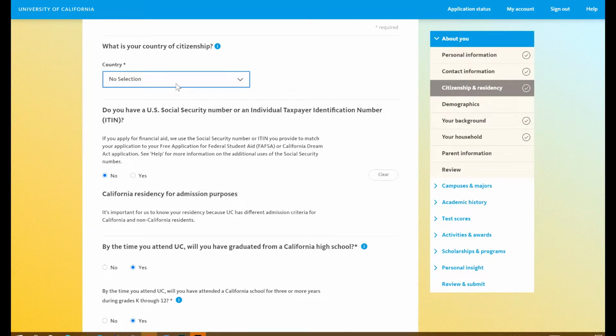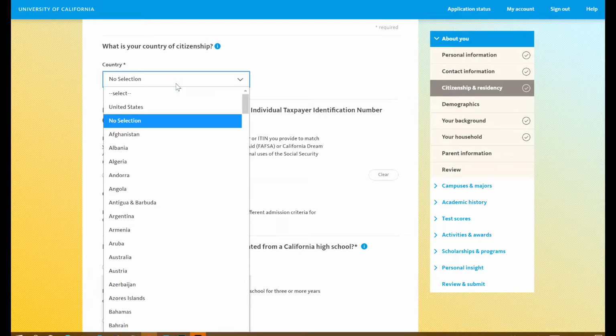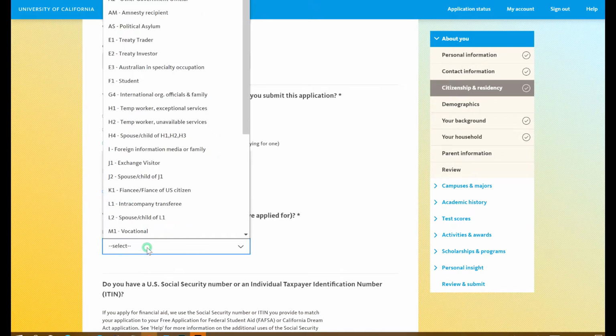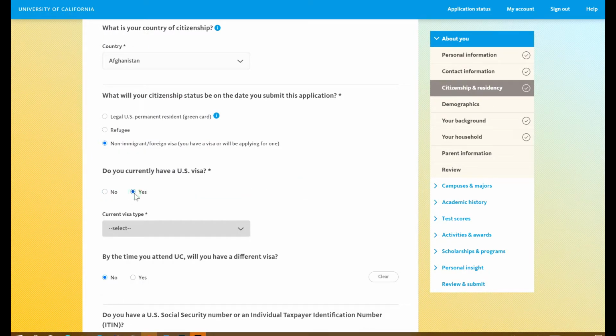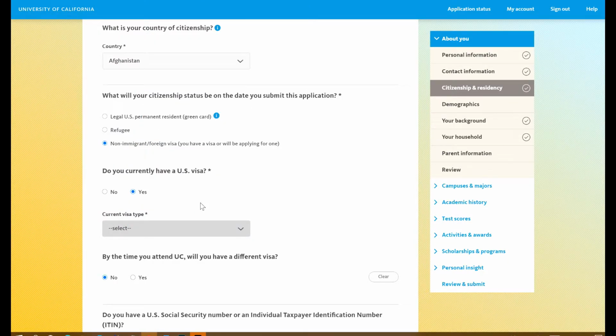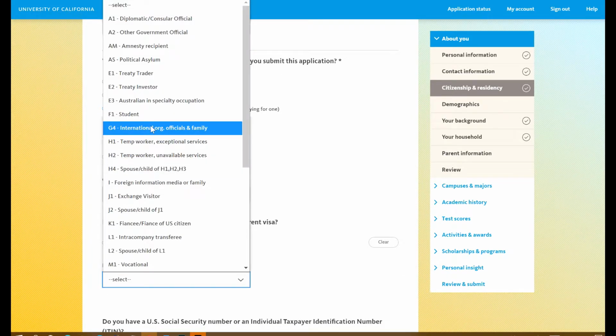If you have citizenship in another country and have or plan to apply for a US visa, select your country of citizenship. After doing so, you will be given three options: legal US permanent resident, refugee status, or non-immigrant foreign visa. If you select no, you must select which visa type you plan to apply for in the future. If you select yes, select your visa type. And if your visa type will change by the time you attend UC, please select yes and select the future visa.